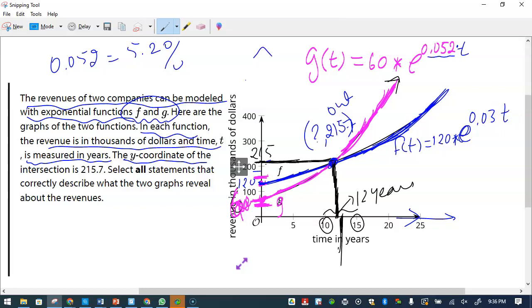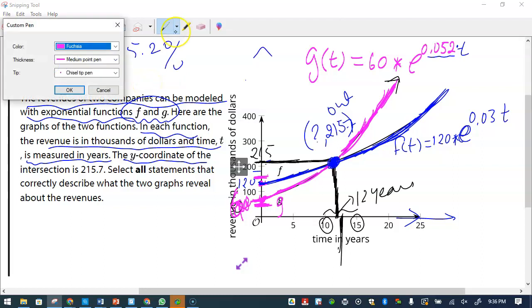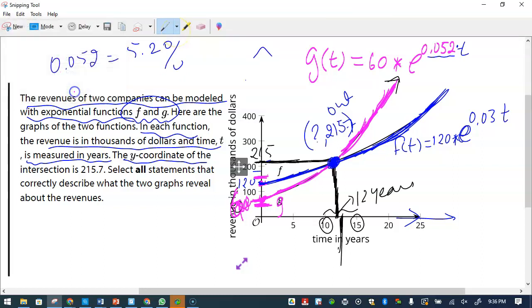Okay, so now the question they're asking is, do they have the same growth factor? So the first part is asking, do they have the same growth factor? How do we know which is the growth factor? Now look at this. The growth factor is this part. This is the growth factor, which, if you put it on the calculator, you get the answer. This will be different from this growth factor.